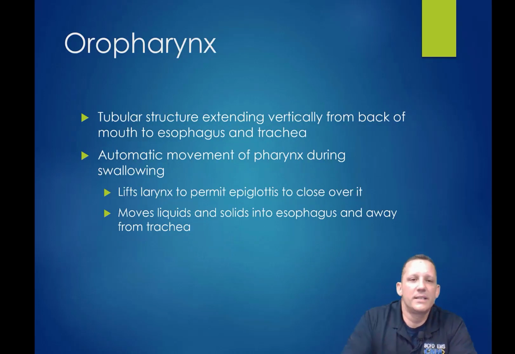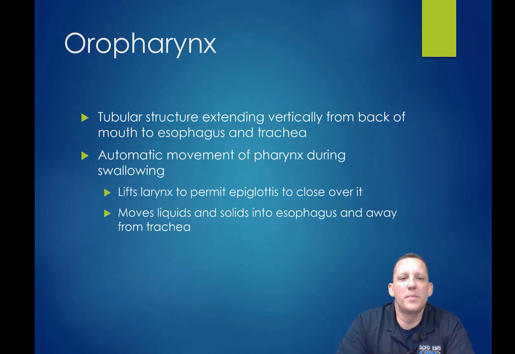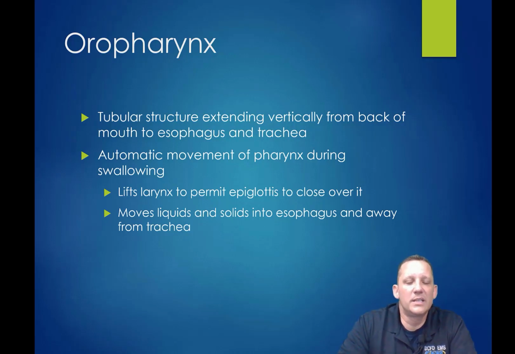Oral pharynx, a tubular structure extending vertically from the back of the mouth to the esophagus and the trachea. The automatic movement of the pharynx during swallowing, it lifts the larynx to permit the epiglottis to close over it. And so like we were saying earlier, we want to make sure that the epiglottis is moved up out of the way of the trachea when we're doing our supraglottic airways. But its primary function is to close off the trachea as we swallow. So it moves liquids and solids into the esophagus and away from the trachea.